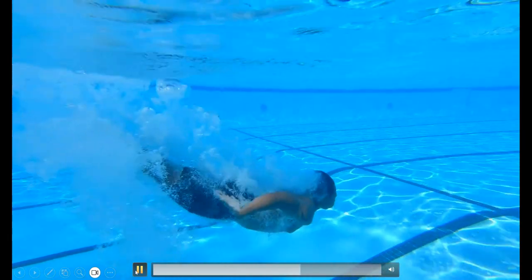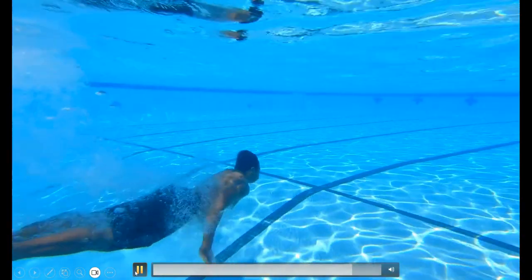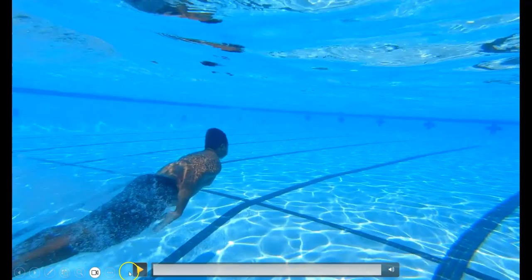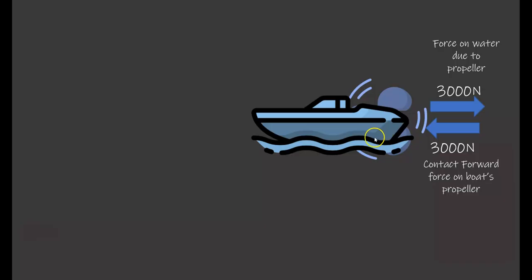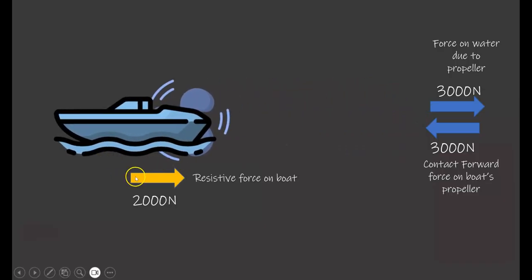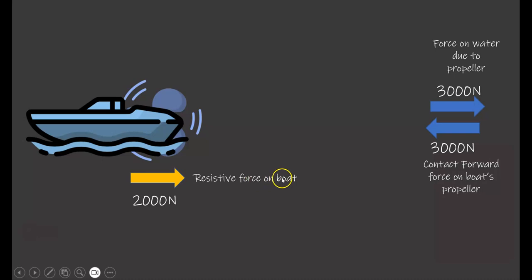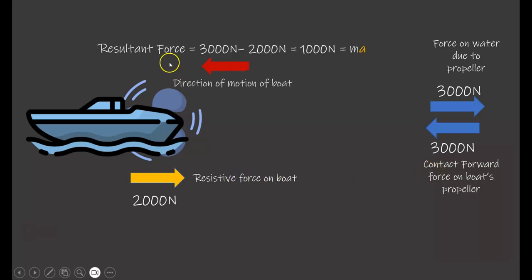It is just like what you learned in the earlier lesson on contact forces. When the man jumps into the pool, he pushes the water backwards in order to move forward. Note that as the boat moves forward, there is a resistive force that opposes the motion of the boat. The resistive force and the forward force acting on the propeller due to the water, which is the contact force, are two unbalanced forces that produce a resultant force. This resultant force causes the boat to move forward with an acceleration of A.